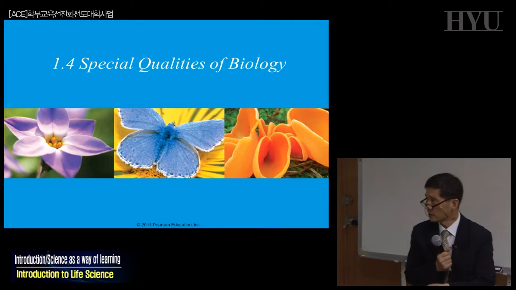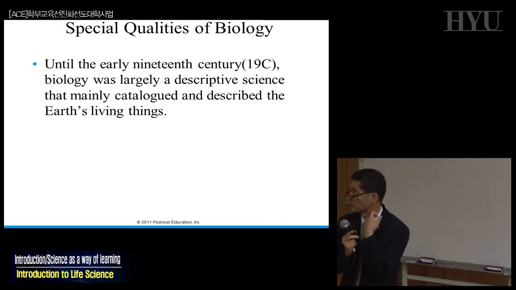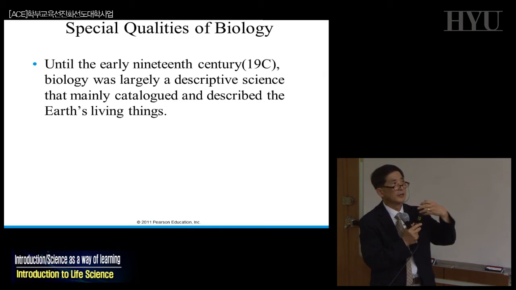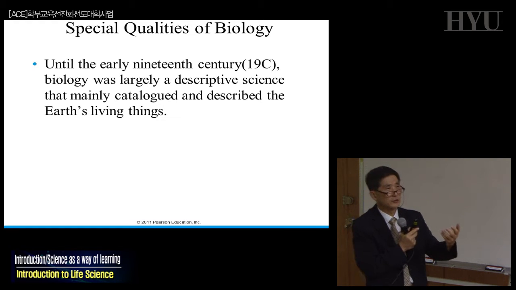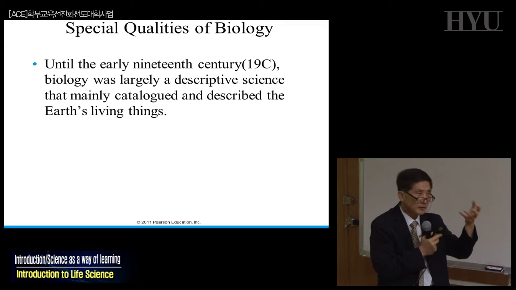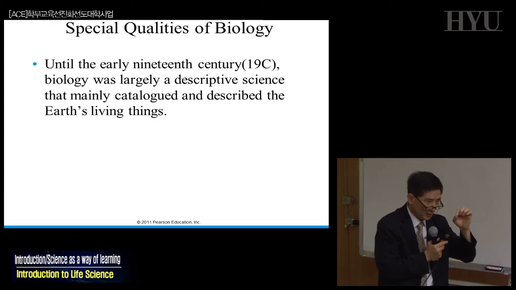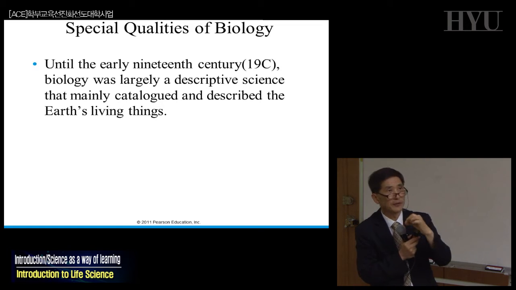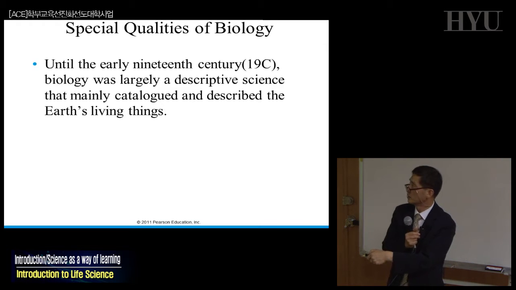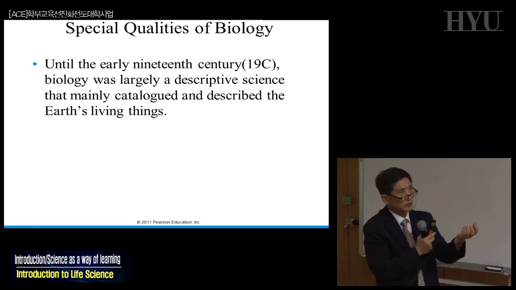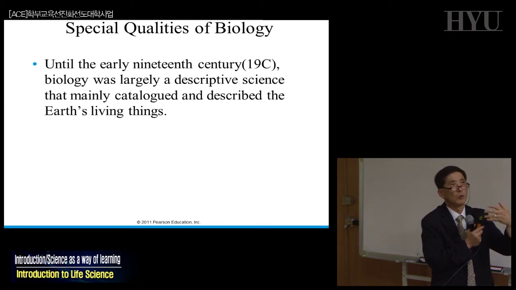Special qualities of biology. Until the early 19th century, biology was largely a descriptive science. That's why the science started late compared to physics or chemistry, because old biology was describing things. This organism looked like this. I still remember my general biology lab was you put something and you just draw, describe. Biology was largely descriptive science and mainly cataloged and described the Earth's living things. In other words, this is a new species and it looks different from previous ones, how it looks different, where it lives. That was old biology.